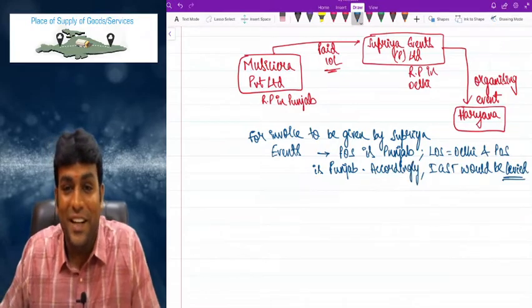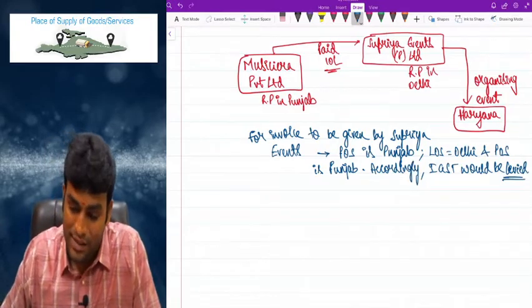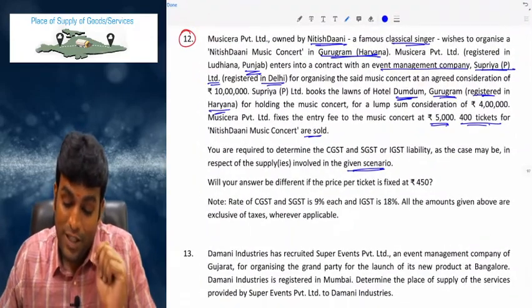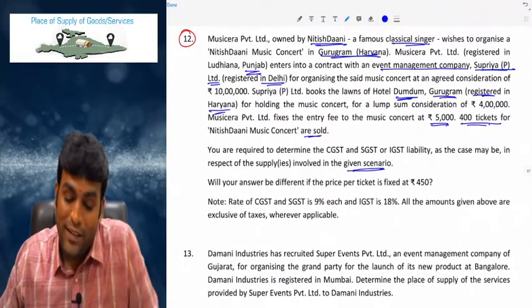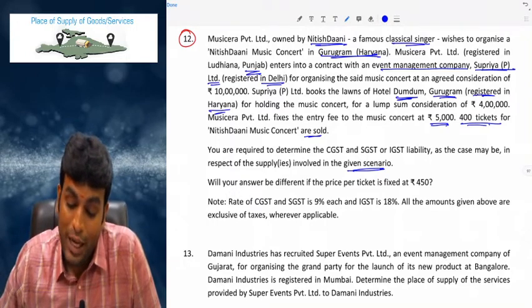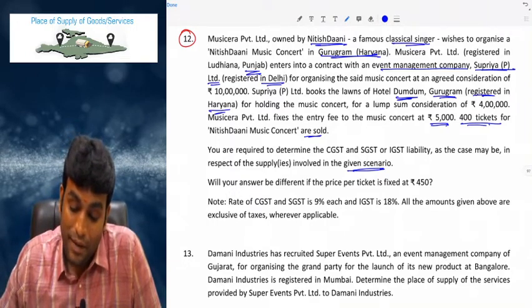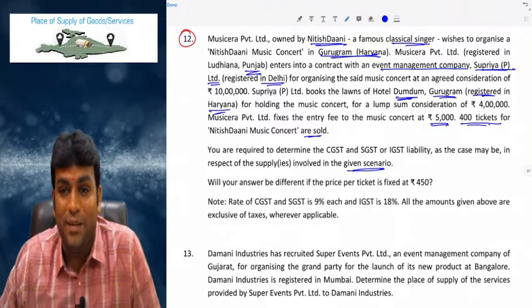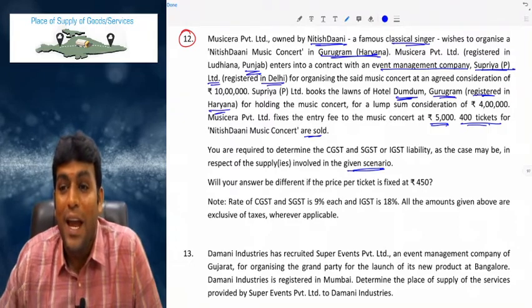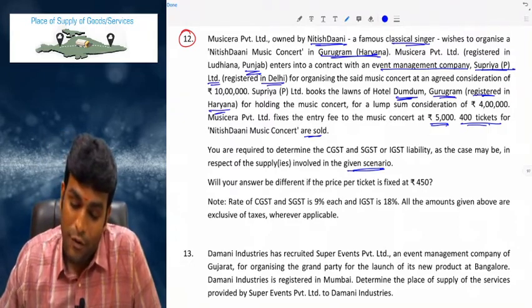IGST would be levied. On the other side, my dear friends, if you observe the story, that is not the end of the story. Where is the event being held, sir? The event is being held in Gurugram, and Supriya Private Limited books the launch at Hotel Dumdum at Gurugram for a value of 4 lakh rupees.